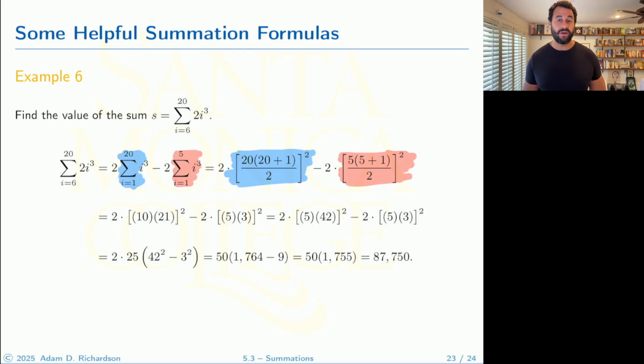Now, again, we're going to simplify things before we go straight to a calculator. Nice things that I can see here: 20 over 2 is 10, and then 20 plus 1 is 21. Here, 5 plus 1 is 6, and 6 divided by 2 is 3. So this just becomes 5 times 3.